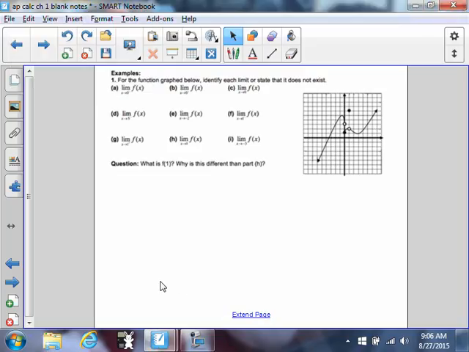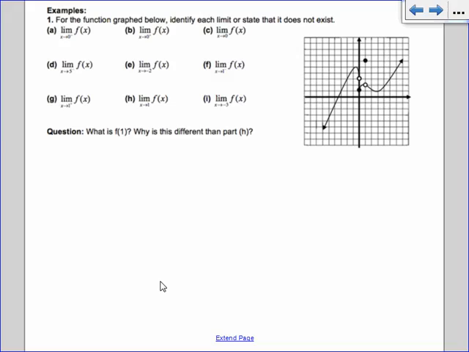Okay, so a little quick review of right hand and left hand limits. Remember I said the definition for a right hand limit is basically if you take your right finger and you're tracing along the curve until you get closer and closer to that x value, it's whatever y value you're getting closer and closer to.